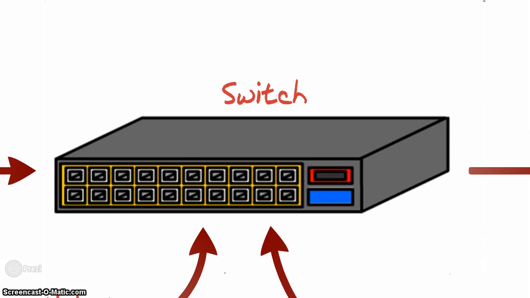Now, switches can be used to connect hubs, they can connect routers, they can connect printers. Basically, switches are a smart hub. And by saying that they're smart, unlike the hub, they can send data to a specific location.